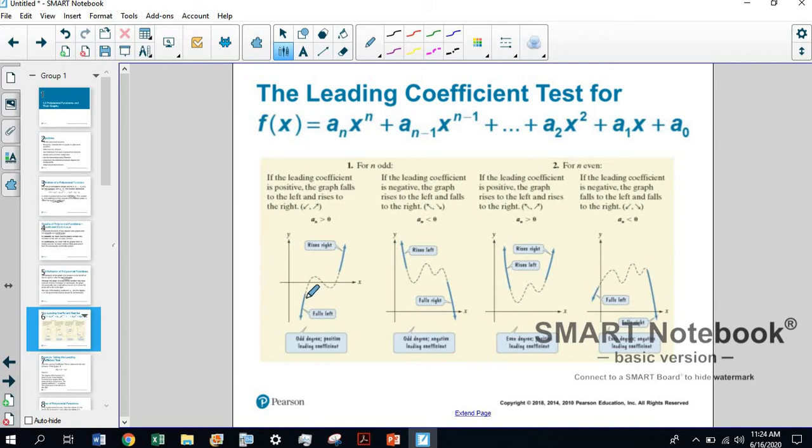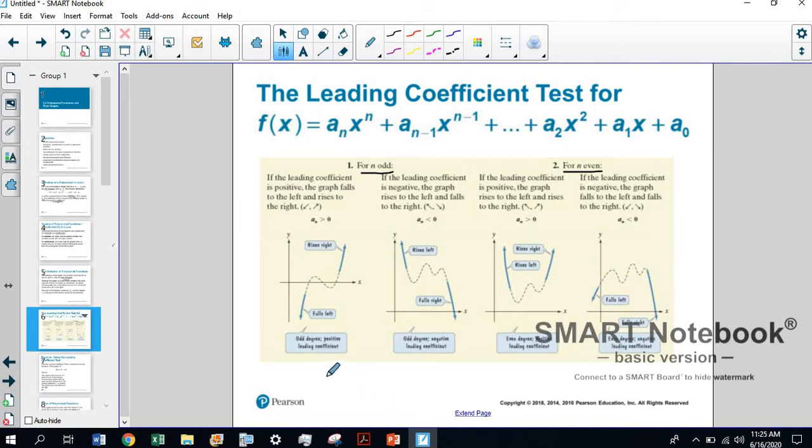Your end behavior can be falling to the left and rising to the right, rising to the left and falling to the right, rising both directions, or falling both directions. So when n is an odd power, that's when you get opposite directions. You're either going down to the left and up to the right, or rising and falling the other direction. When n is an even number, when your degree is even, then you're going the same direction, either both of them going up or both of them going down.